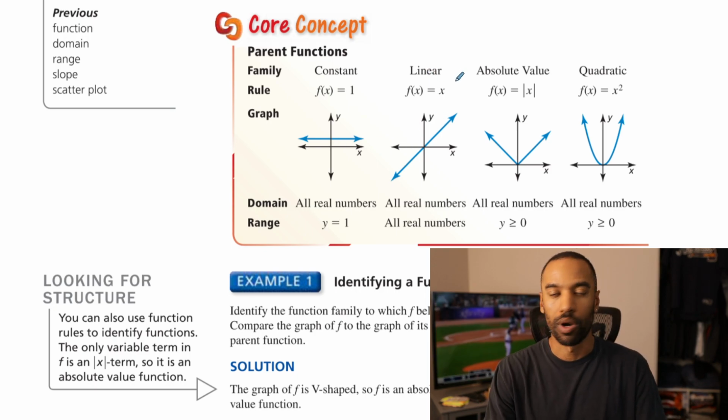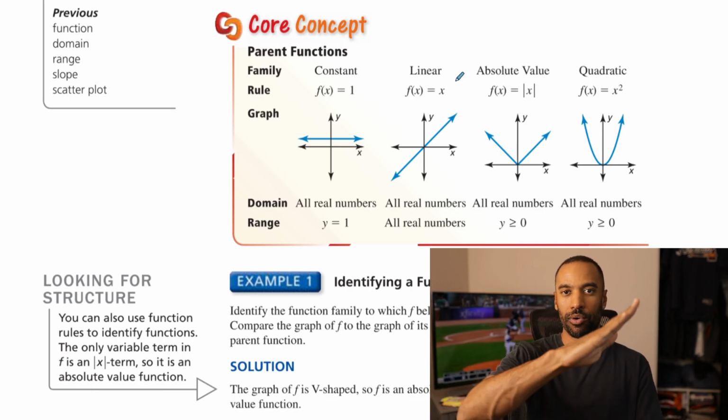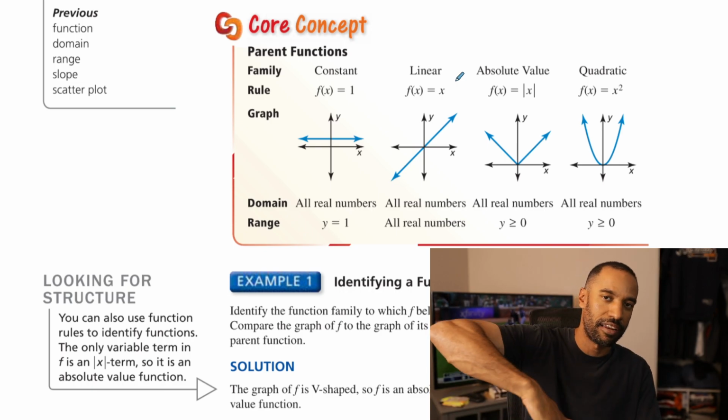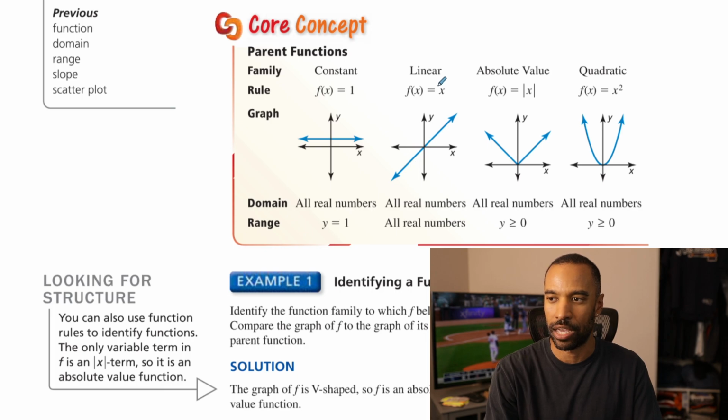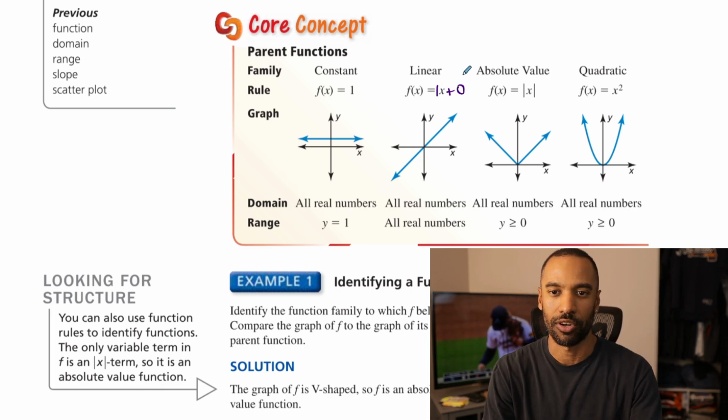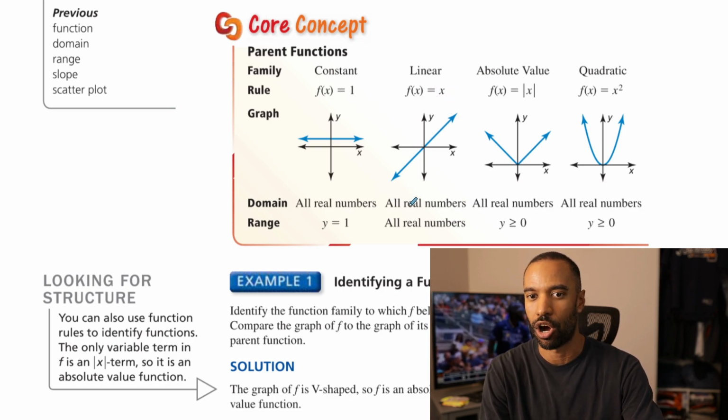A linear function will always be a straight line. It may go a little diagonal this way. It may be a negative slope, whatever, but the parent function y equals 1x plus 0, think y equals mx plus b form. That's a linear equation. It'll always be straight. It'll have an all real number domain.